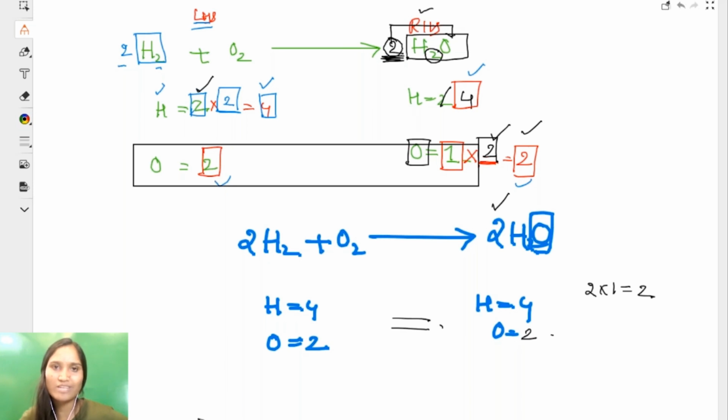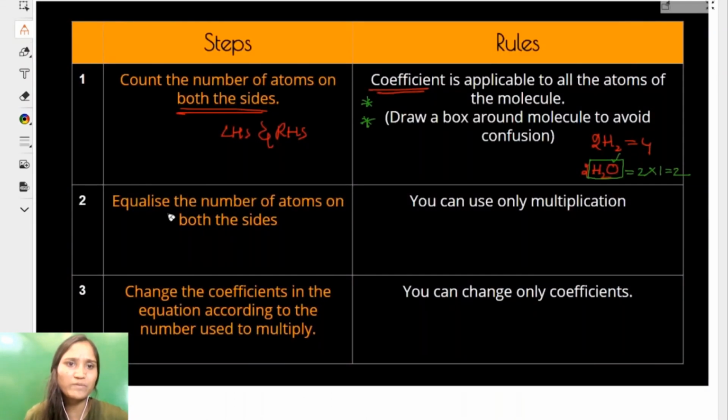Let us go back to the table and see what is step 2 and step 3. Step 2 is equalize the number of atoms on both the sides. But how do we do it? By additions? No, only by multiplication. After this, step 3. Change the coefficients in the equation according to the number that we used to multiply. And you can change only coefficient but nothing else.